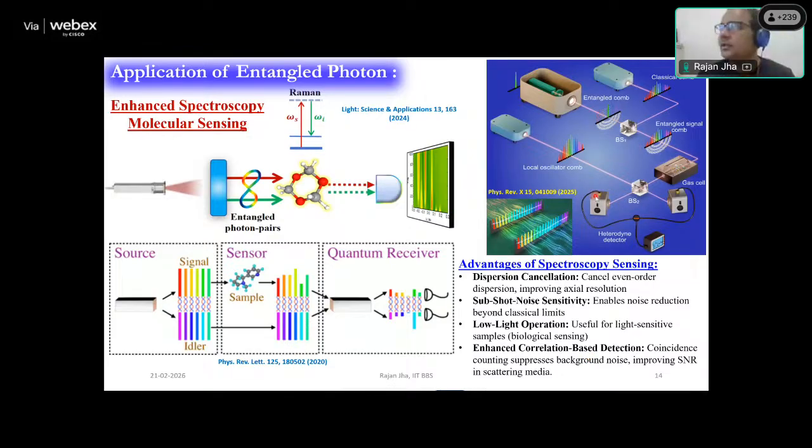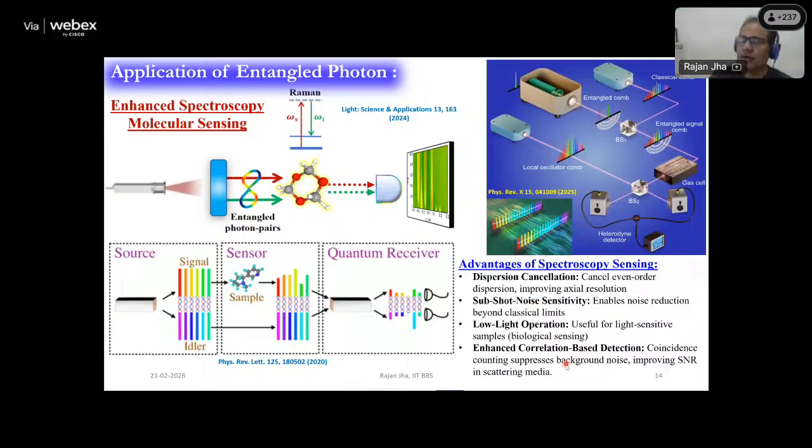Many times people ask, wherever you have a discussion, what is the advantage. These systems were earlier also being used for the detection of, let's say, gaseous environments or biomolecules. Why is quantum required? This is where you have the major advantage: sub-shot noise sensitivity is there, which enables noise reduction beyond the classical limit. It suppresses the noise and gives you a very clear signal, and therefore these have a lot of advantages. Another important one is that it uses a very low power of light, which can be utilized for biosensing applications.